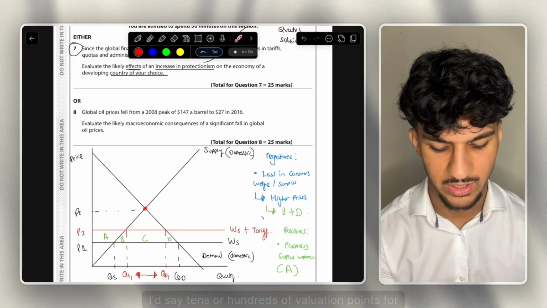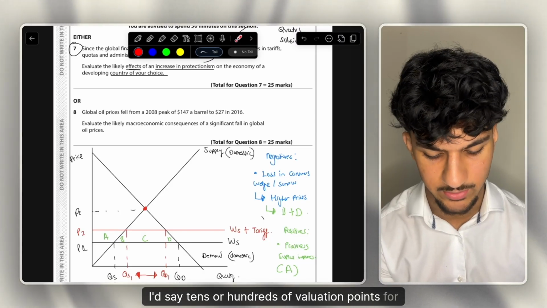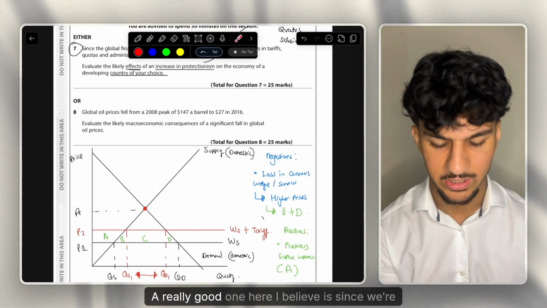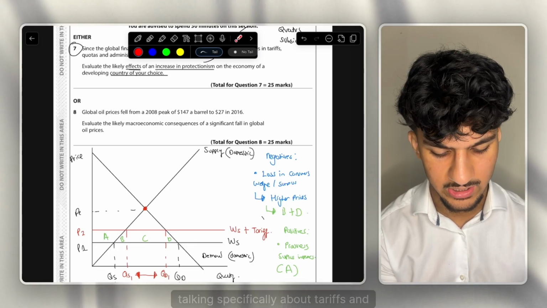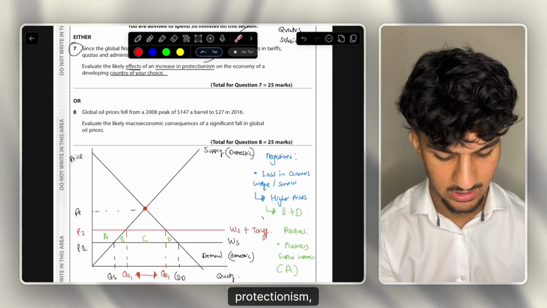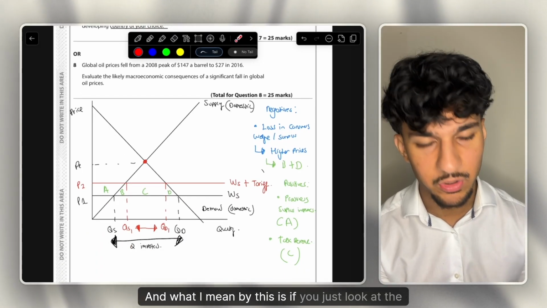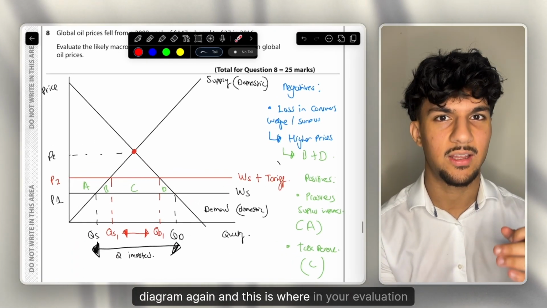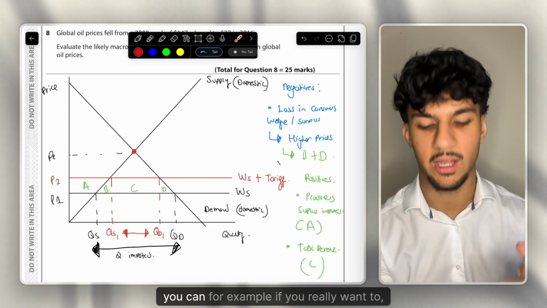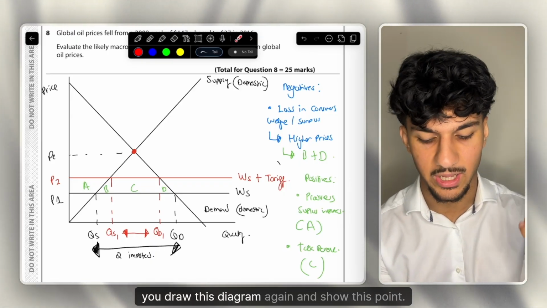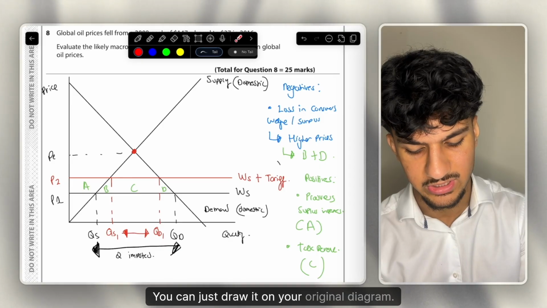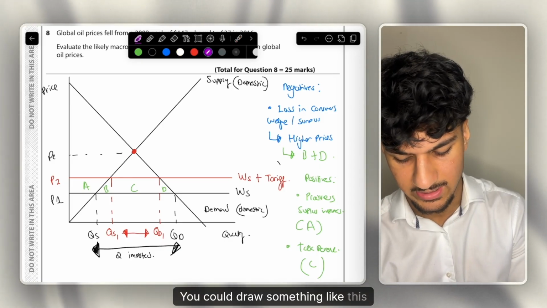There's absolutely, I'd say, tens or hundreds of evaluation points for protectionism. A really good one here, since we're talking specifically about tariffs and protectionism, is the extent of protectionism. And what I mean by this is, if you just look at the diagram again, and this is where in your evaluation you can, if you really want to, draw this diagram again and show this point, you could just draw it on your original diagram. You could draw something like this.